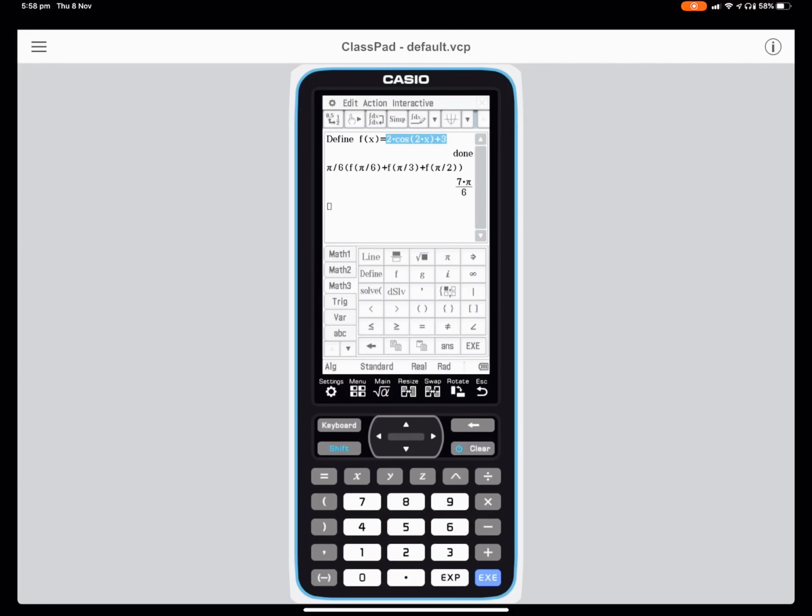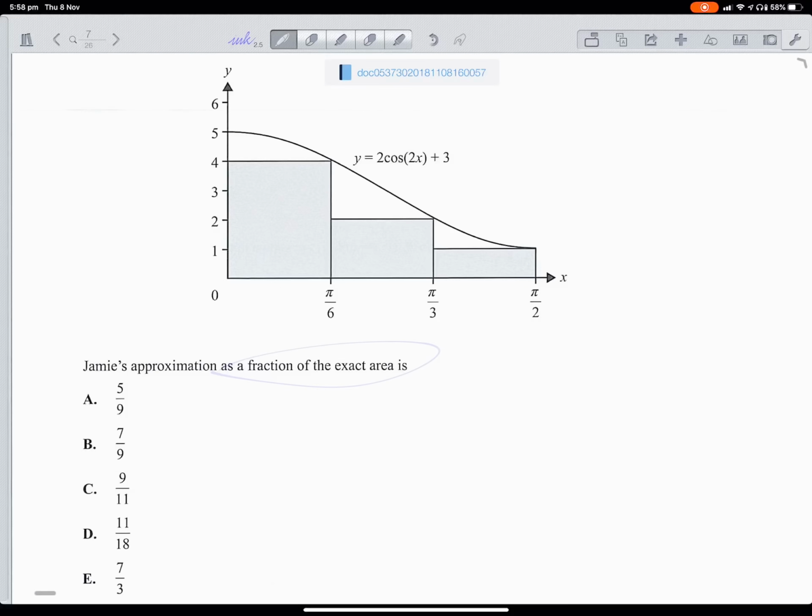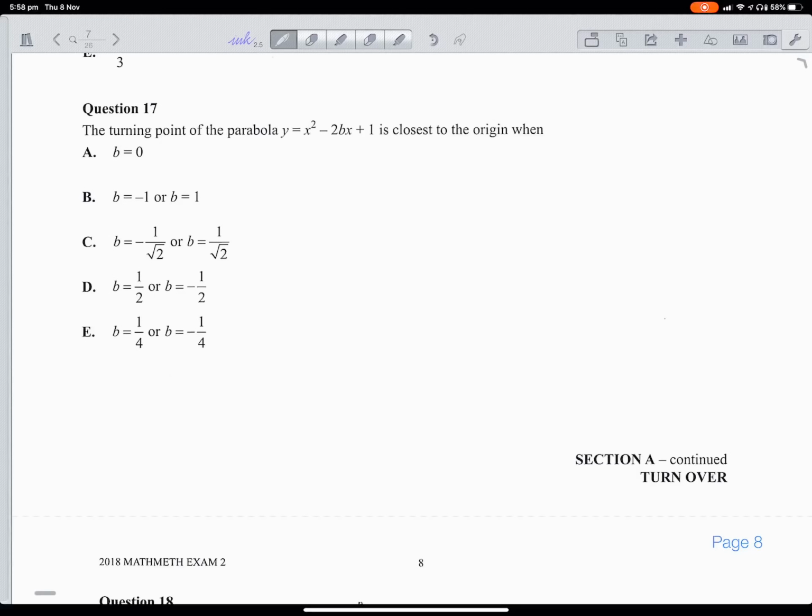Exact area is from 0 to pi on 2, dx. So I want that divided by that, 7 on 9. 7 on 9.